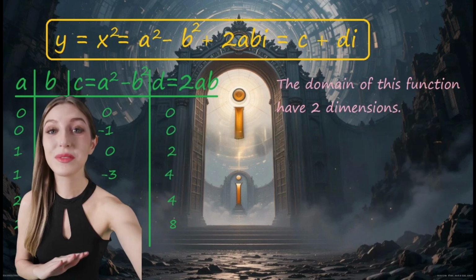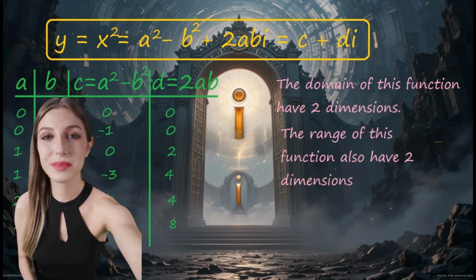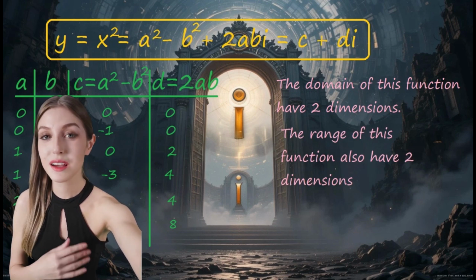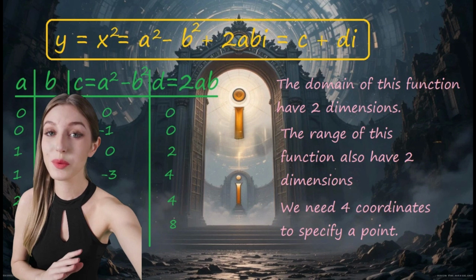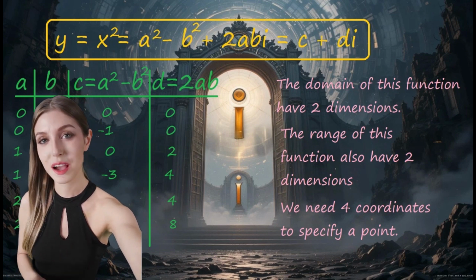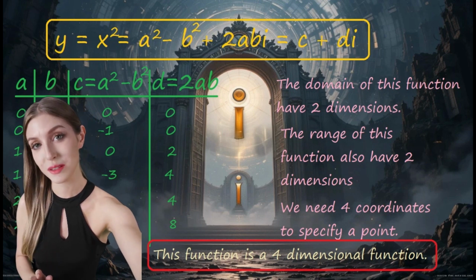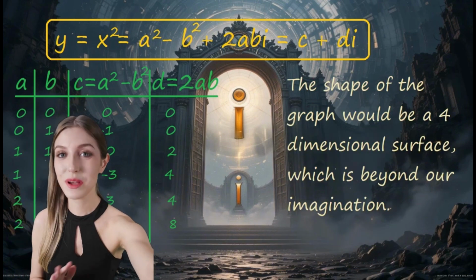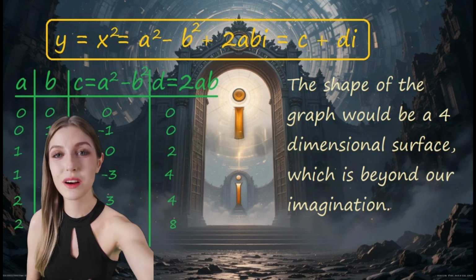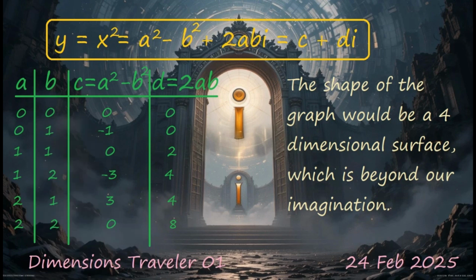The domain of this function has 2 dimensions. The range of this function also has 2 dimensions. So we need four coordinates to specify a point. Then this function is a 4-dimensional function. The shape of the graph would be a 4-dimensional surface, which is beyond our imagination.